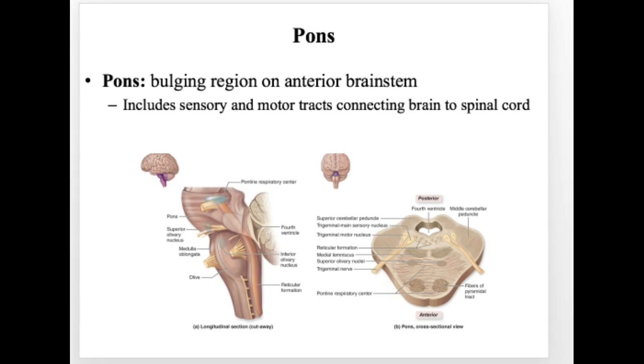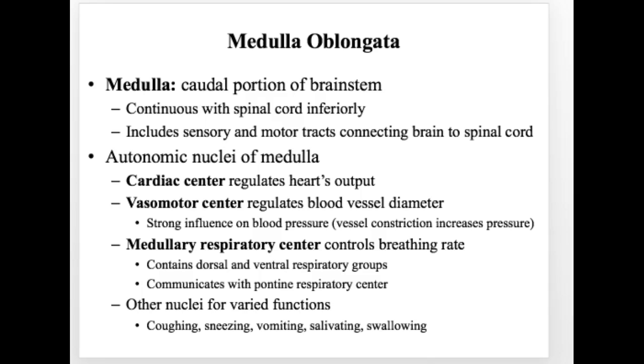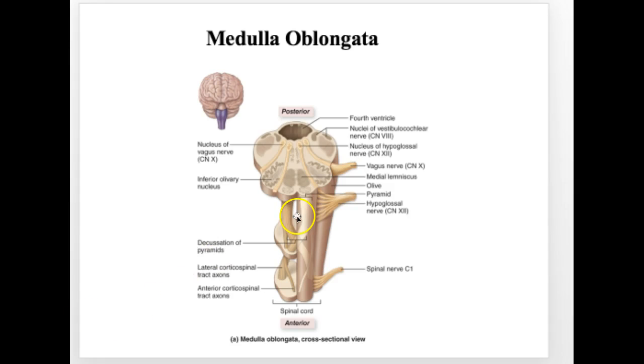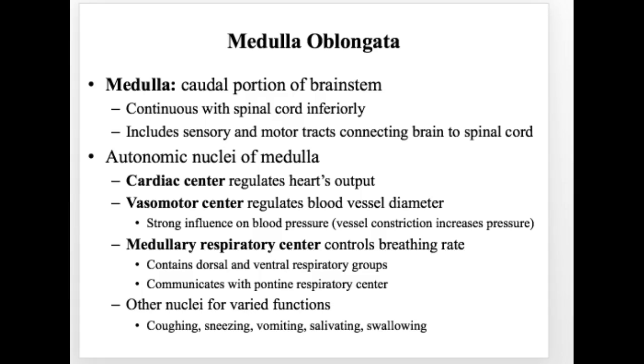The pons is the bulging region on the anterior brain stem. It includes sensory and motor tracts connecting the brain to the spinal cord. The medulla oblongata is on the caudal portion of the brainstem and connects to the spinal cord. It includes sensory and motor tracts connecting the brain to the spinal cord, and it is important in controlling cardiovascular and respiratory vital centers.